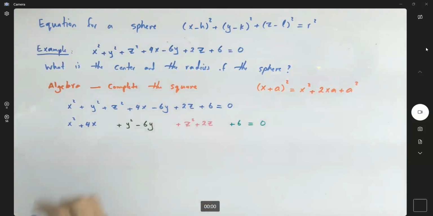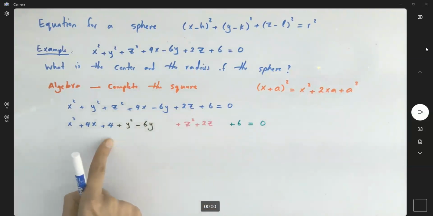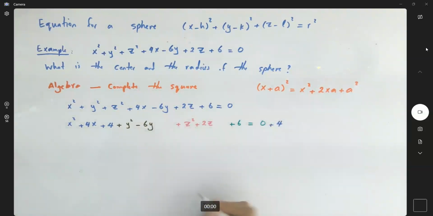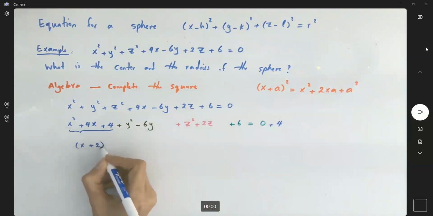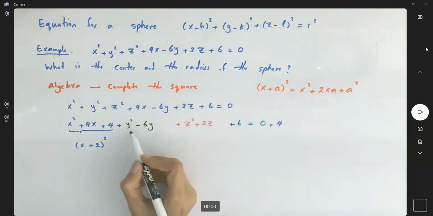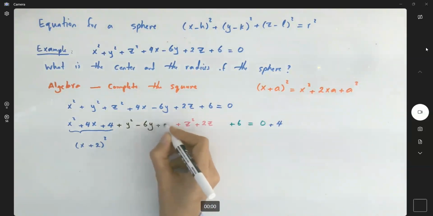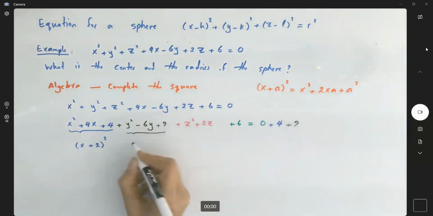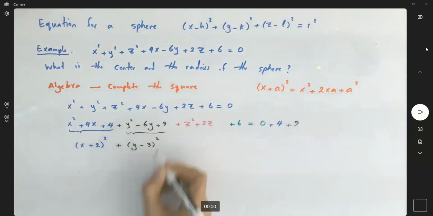To complete the x term, we need a 4 added to the left-hand side. So at the same time, we're going to add a 4 to the right-hand side. These 3 terms give us (x + 2)^2. For y, we have y squared minus 2 times 3y. So we're going to add 9 to both sides. These 3 terms form (y - 3)^2.